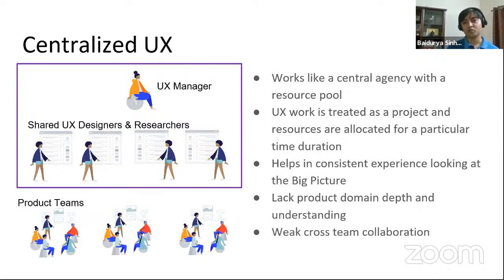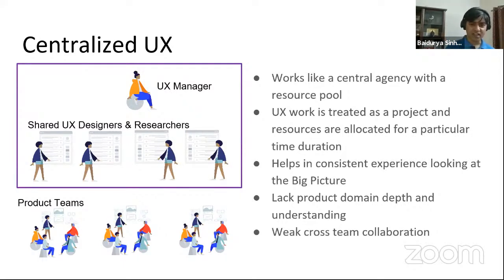Now, going back to see what a centralized team looks like. This is one of the oldest models, and a lot of startups have also worked in this model in the early days. So the UX team works like a central agency, and there is a resource pool. The projects come to the UX group, and the resource is loaned to that particular squad. For the time period the project runs, that person is dedicated to that squad. But after the project is over, the person moves back to the resource pool.